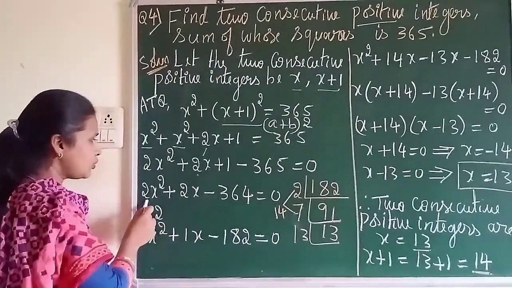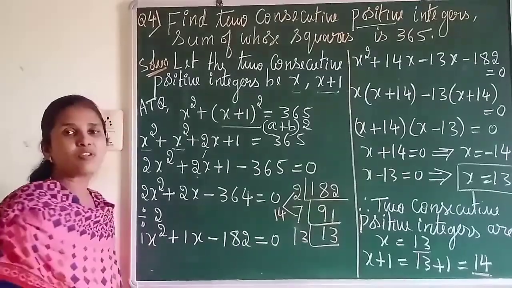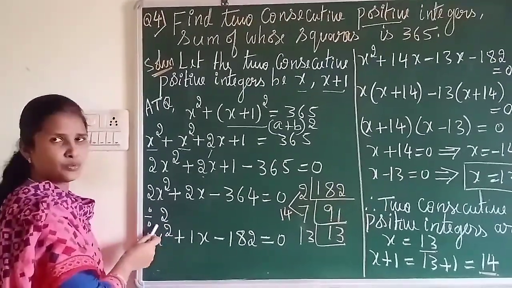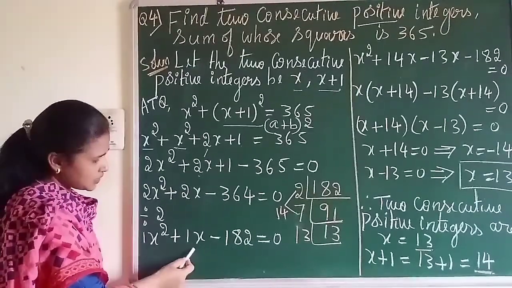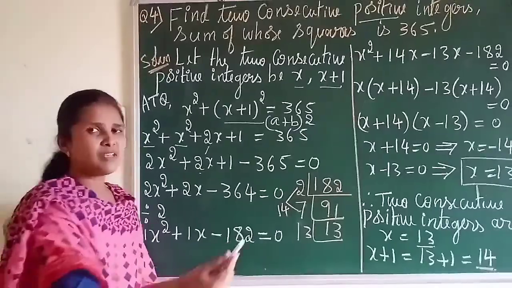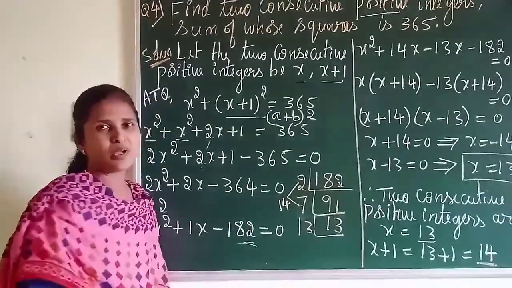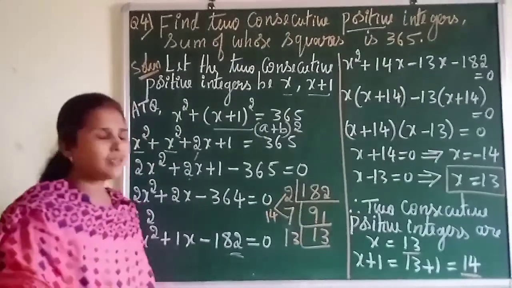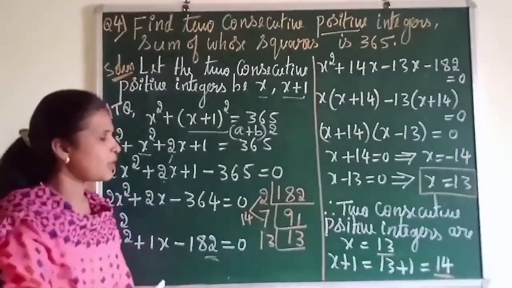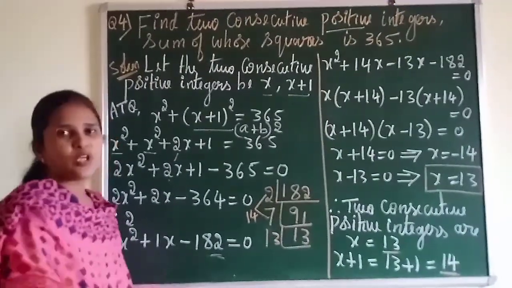Now you can see here 2, 2 and 364 have one common factor, that is 2. So divide each term by 2, and we get 1x square plus 1x minus 182 equal to 0. In the previous question also we got 182, and I found that the factors are 14 and 13. But 182 is a little bigger number. How to find the factors for 182? Because we don't know 13s and 14s.